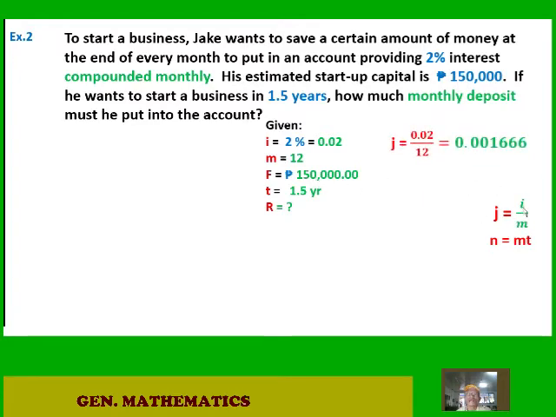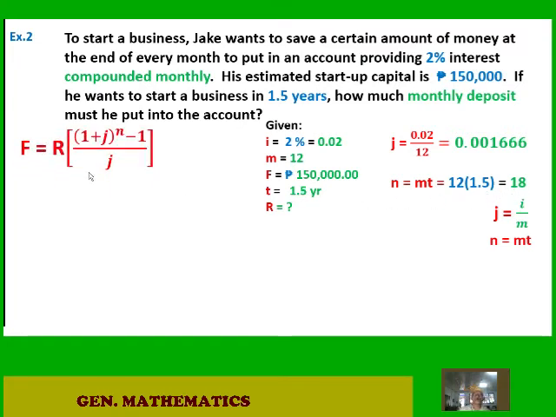J is equal to I over M. I is 0.02, M is 12. N is M times T, M is 12, T is 1.5. Then substitute in the formula. F, the future amount, is given. The only unknown is R. J is this value, N is 18.